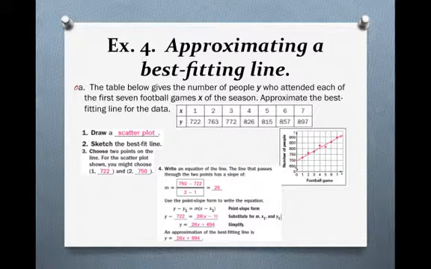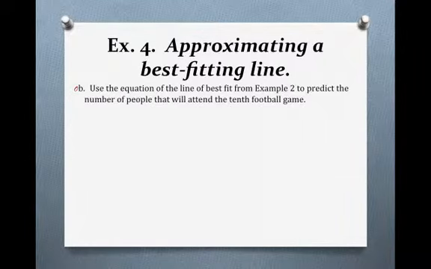Now the plus 694, in theory, that's what would happen when you plug in 0. But if you think about it, the 0th football game doesn't make sense. It's great that there would be 694 people there, but there's no such thing as the 0th football game. It just gets us started at a point so that our slope works for our situation.